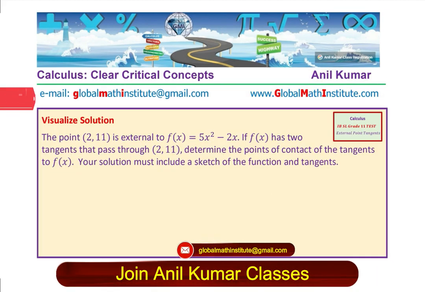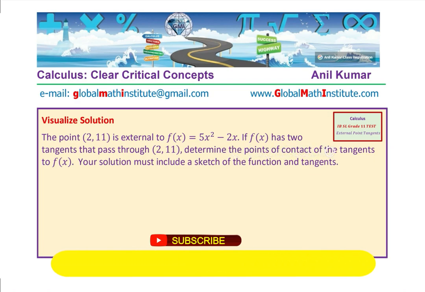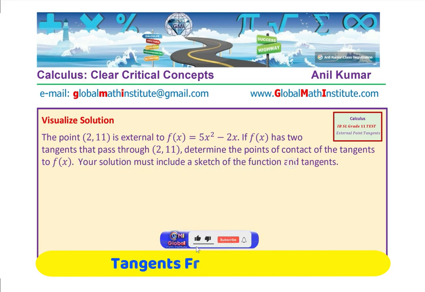So I have typed out this question here. It says the point (2, 11) is external to f(x) = 5x² − 2x. If f(x) has two tangents that pass through (2, 11), determine the points of contact of the tangents to f(x). Your solution must include a sketch of the function and tangents. I have extended this question to find the equation of tangents also.